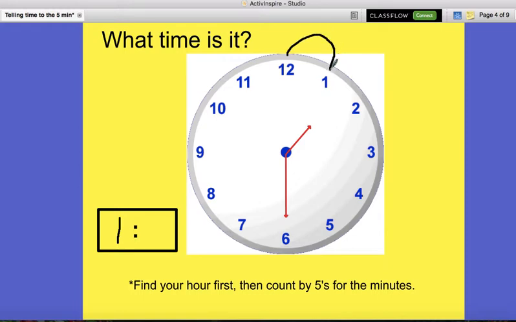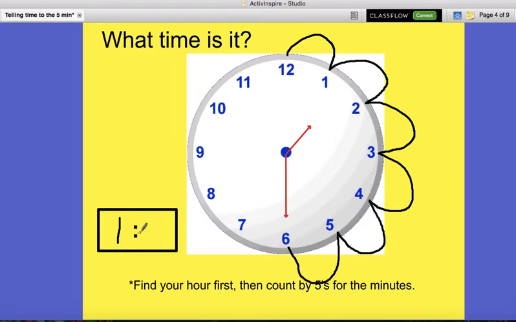And we go 5, 10, 15, 20, 25, 30. So what time is it? It is 1:30.